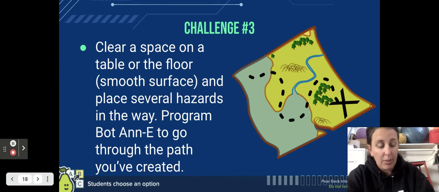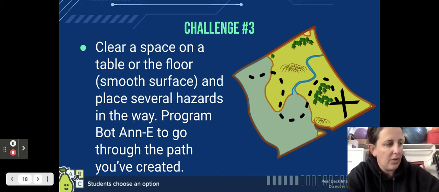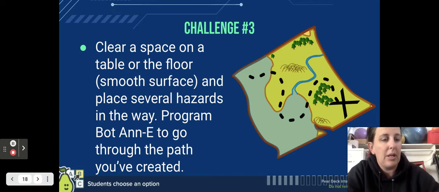Okay, and I am going to program my bot Annie to travel across the table, past my phone, keys, and water bottle. You can arrange them however you'd like, so you can make it as easy or as complex as you would like. Your goal is to get Bot Annie to travel through the path that you have created. Okay, so I'll give you another 3 minutes here.